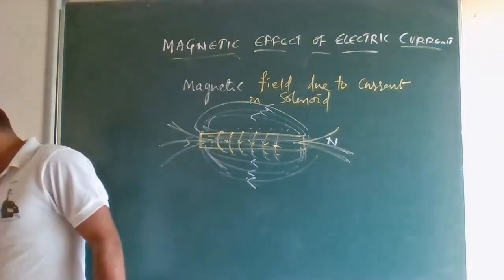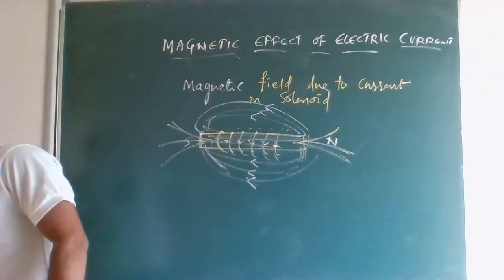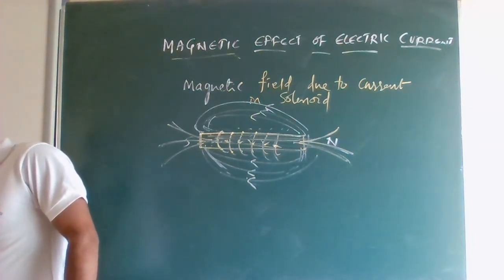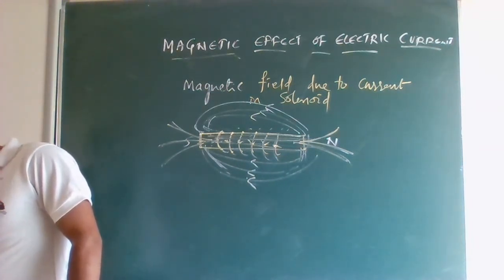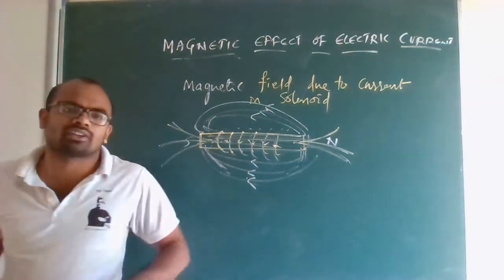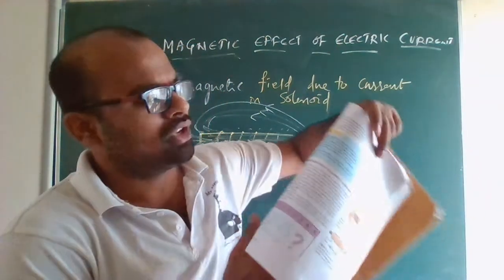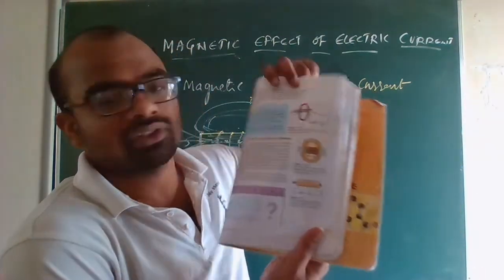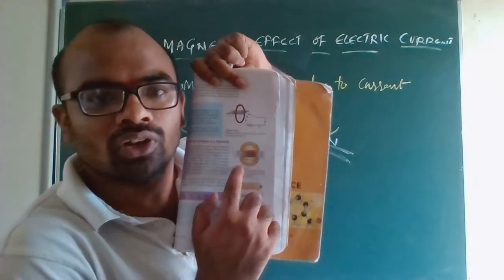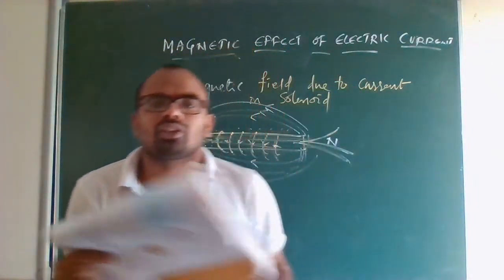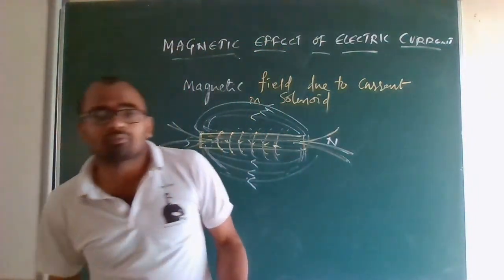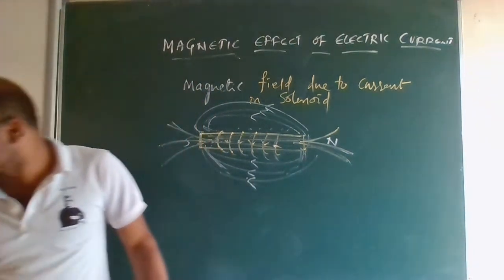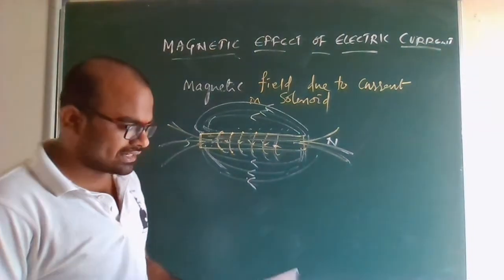From page number 229 you can see a solenoid there. So please draw the solenoid clearly and neatly from that diagram. Okay, look all of you. What happens here is the magnetic field due to current.